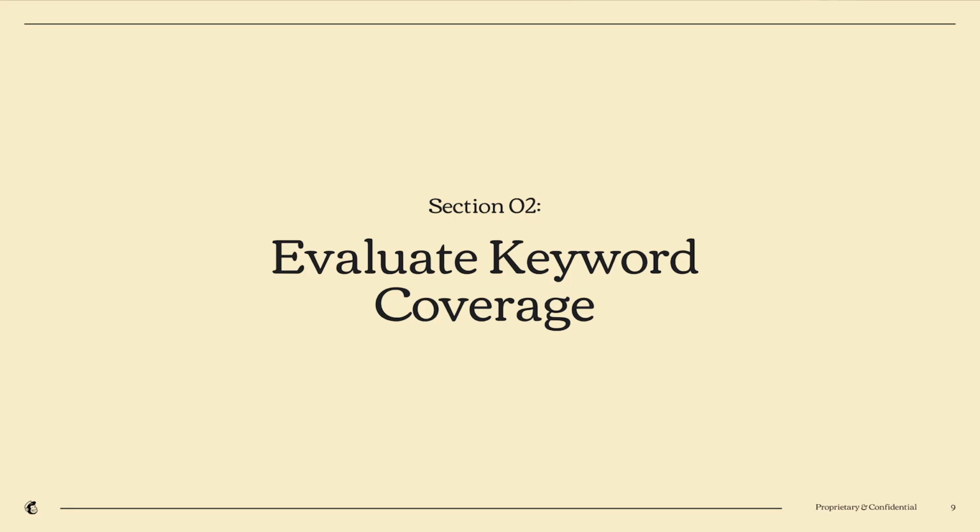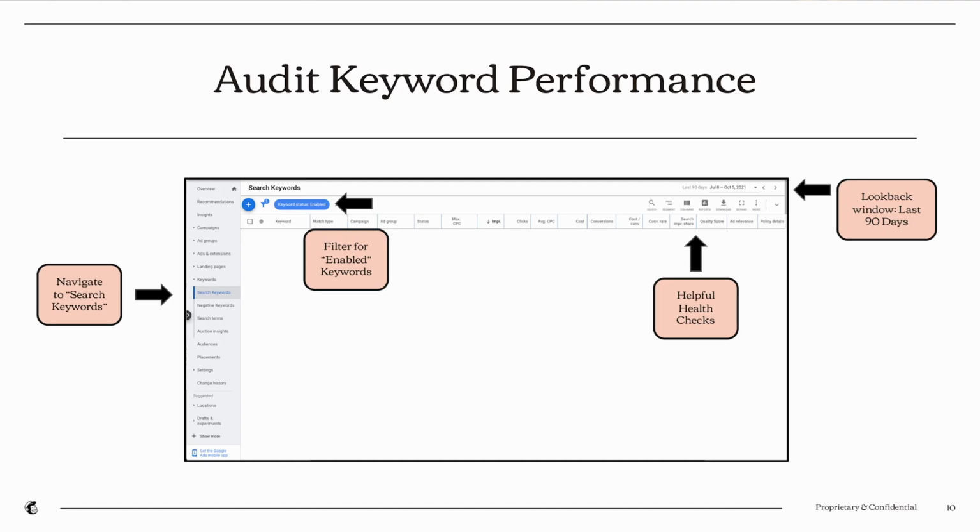So with those brief glossary terms, I now want to talk about how you can look to evaluate your keyword coverage. Within the Google UI, you can see a screen such as this, which is how I tend to filter when I first start looking at keyword performance.